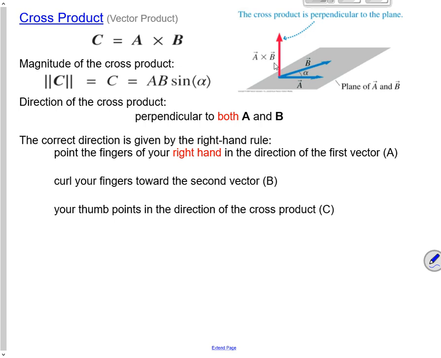The direction of the cross product is always perpendicular to both A and B. So you can see in the picture that it points perpendicular to the plane defined by those 2 vectors. There are 2 possibilities, you could rotate one of 2 ways around that, and it's given by the right-hand rule. You point the fingers of your right hand in the direction of the first vector, A, curl your fingers towards the second vector, B, and your thumb points in the direction of the cross product. That's sometimes a little hard to see, but that's how it works.